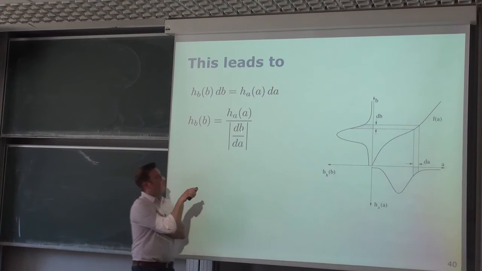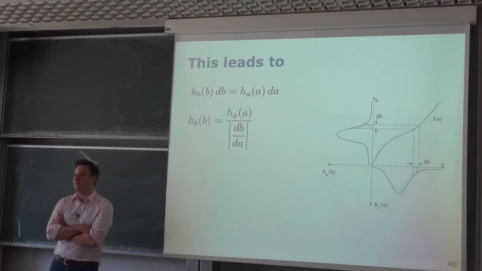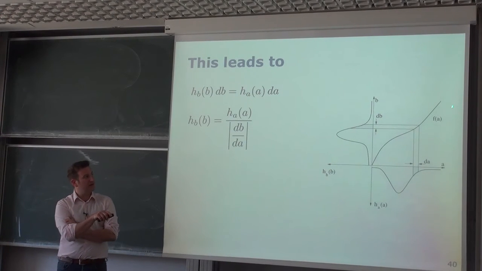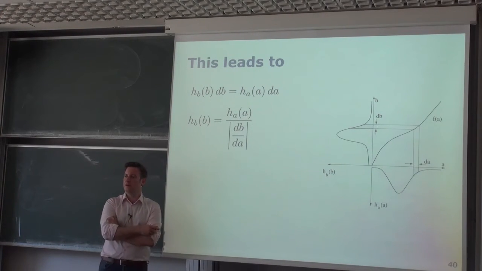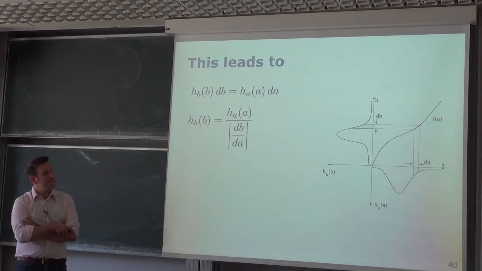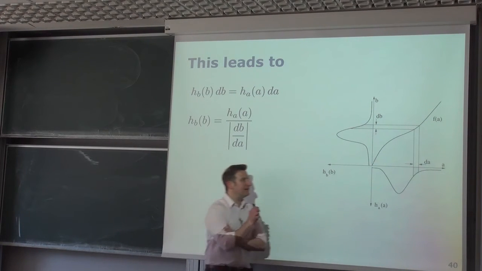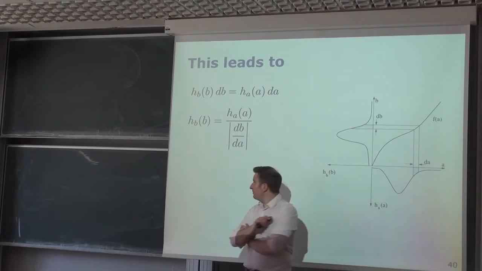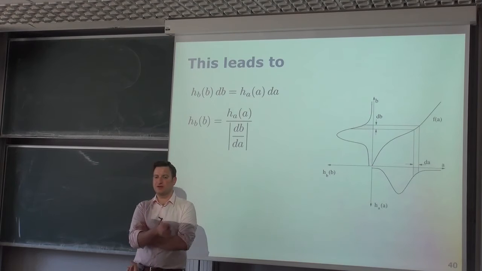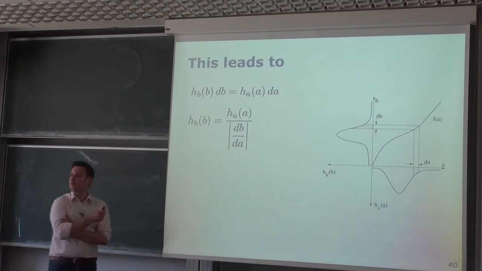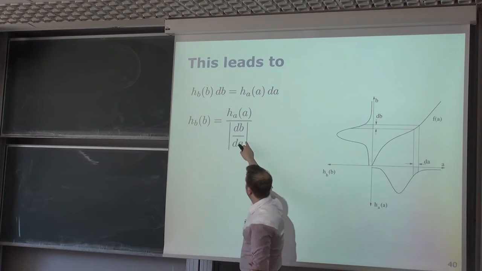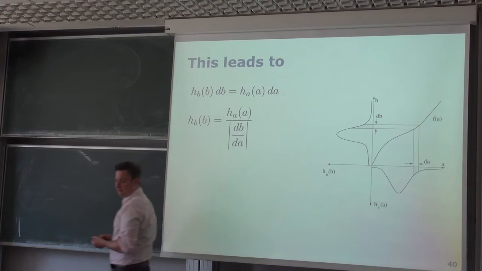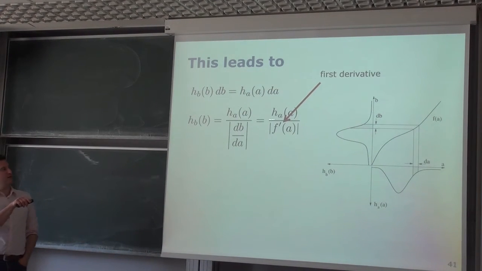Okay, what does dB divided by dA mean for this function f? What does it mean for this function at this location? Yes, the first derivative, it's a slope. As we have a general function over here, it's the first derivative. So this part down here is simply the first derivative of this function. So we can write this as the input histogram and the first derivative of my function f.